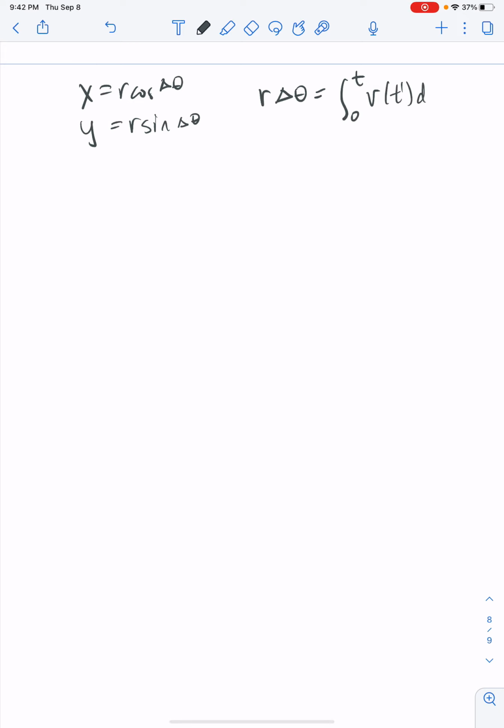Okay, so we're going to get some new space and write this again. It's still the case that x equals r cosine theta, and that y equals r sine theta. I keep writing these as delta theta because I want you to remember that you've gone through some angle delta theta. Instead of r delta theta equals vt, we're going to have that r delta theta is the integral from time 0 to time t of v of t prime dt prime.